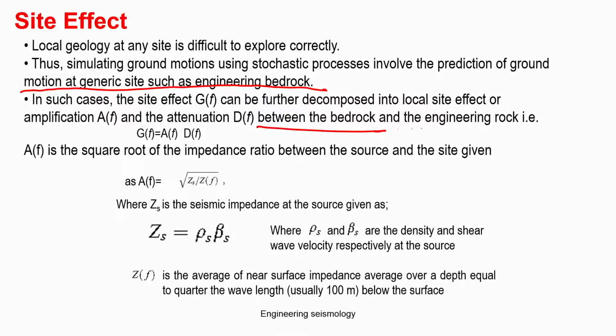So, here is what happens with the seismic bedrock to engineering bedrock attenuation. The GF is amplification and DF is the factor which attenuates. The AF is the square root of the impedance ratio at the source and the site, which you can obtain like this, the amplification factor. ZS is the seismic impedance, so ZS is rho times VS, where rho is the density and VS is the shear wave velocity, respectively at the source and in a different medium. ZF is the average impedance ratio over a depth equal to a quarter wavelength, usually 100 meters below the surface. So, using this you can get the AF.